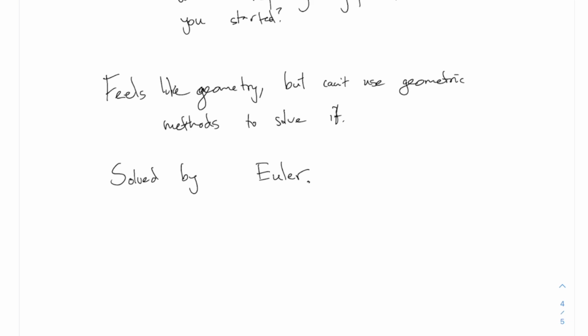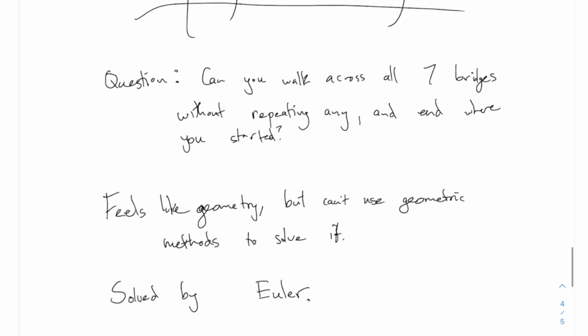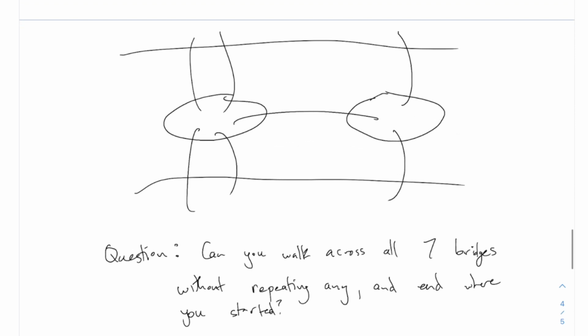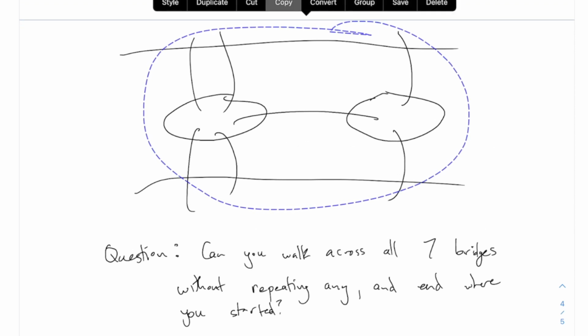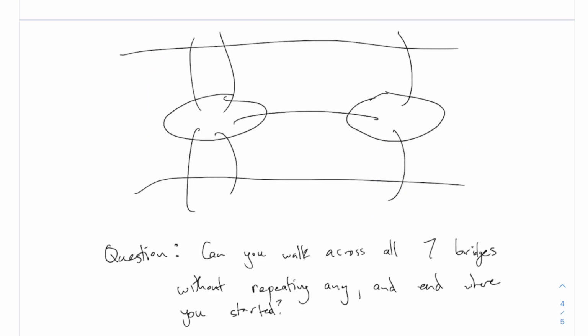It's not geometry, even though it looks like geometry, and it is somehow about shapes, but it has nothing to do with specific shapes. It's about things being connected up with one another. All right, and we're going to talk about this problem. Basically, the way that Euler analyzed this is this picture here. He realized, I'm going to copy this down here.